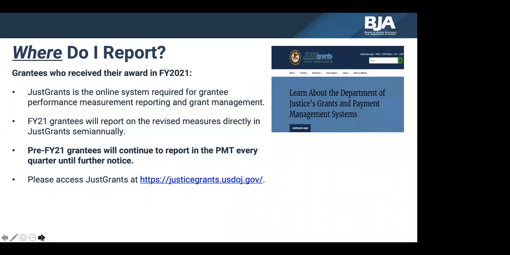Grantees who receive their award in FY21 will enter their data semi-annually using revised measures in the new JustGrants reporting system, which replaced the grant management system, otherwise known as GMS, as of October 2020, and you can access JustGrants using the link below on this page as well.